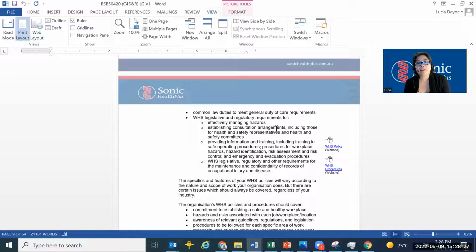Then you've got the health and safety committees. Normally in a lot of businesses, we have the HR department involved. We've got even the senior executives involved. We've got department heads involved. So these are the people that make the big decisions when it comes to work health and safety.